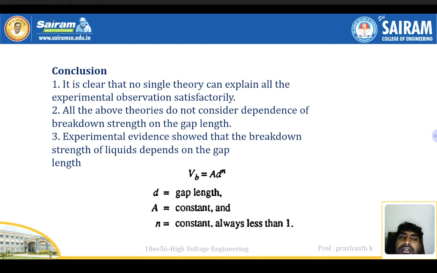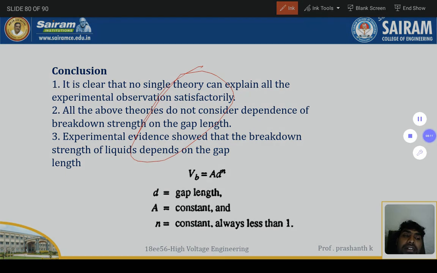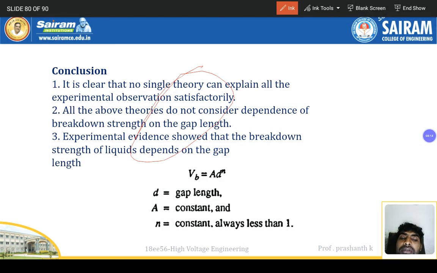This is the conclusion you can give for electroconvection or all the overall concepts. No single theory can explain all the experimental observations satisfactorily, right? So all the above theories do not consider the dependence of the breakdown strength on the gap length. It depends, right? Experimental evidence showed that the breakdown strength of a liquid depends upon the gap length also.